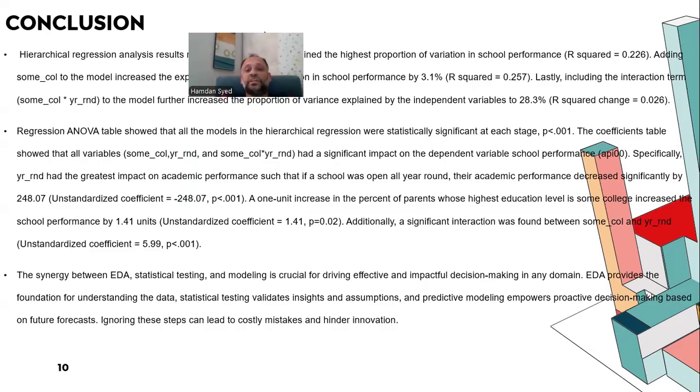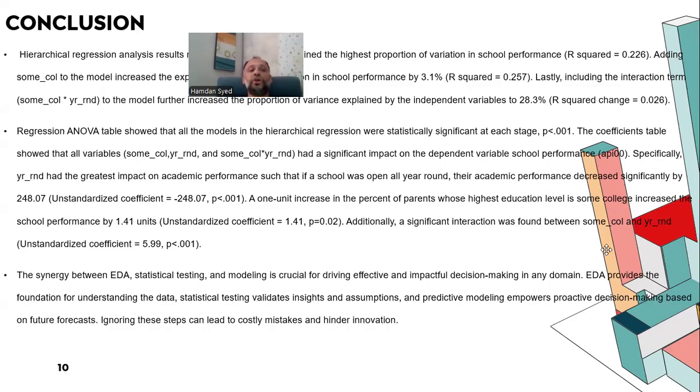And the ANOVA table shows the hierarchical regression is statistically significant at each step, where the p-value is less than 0.05, which is highly significant, and the coefficient table also has a significant impact, especially year-round, which had a greater impact on the API. So a 1 unit increase in the percent of education level in some college increased API by 1.41 units. Additionally, a significant interaction was found between some college and year-round. The unstandardized coefficient was 5.99 with a p-value less than 0.001.